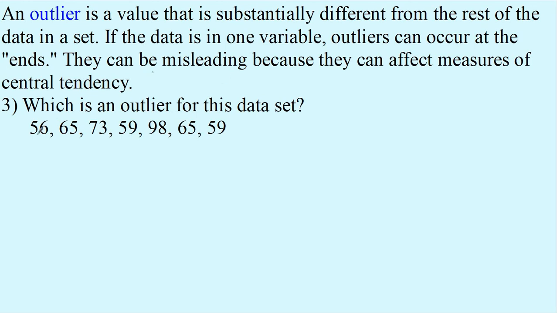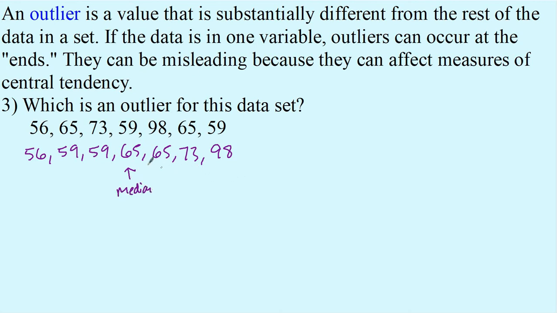The first thing you want to do is put your data in order. So that would be 56, 59, another 59, 65, 65, 73, and 98. First, it helps to have a box and whisker plot. So get your median. 1, 2, 3, 1, 2, 3. 65 is our median.